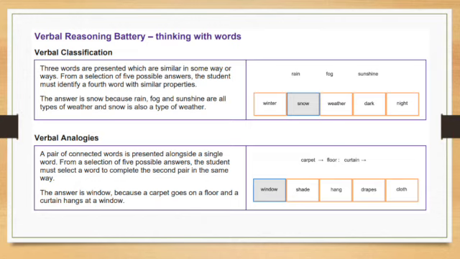That's verbal classification, and in verbal analogies below it, we can see that carpet is to floor as curtain is to what, and the student must choose window to get the correct answer. It is not shade, it is not hang, it is not drapes, it is not cloth.